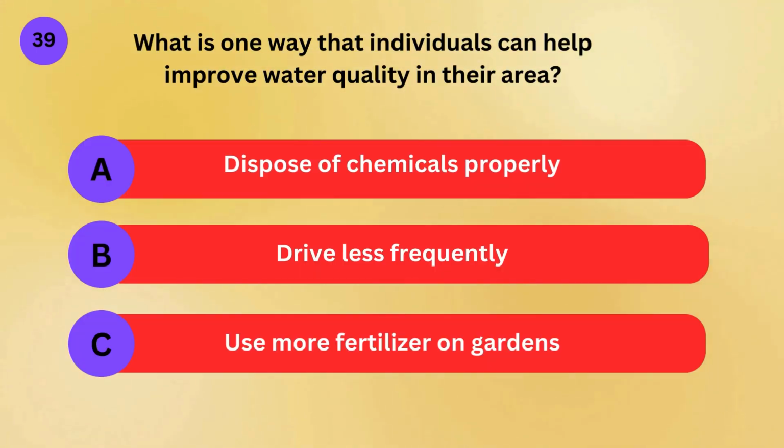What is one way that individuals can help improve water quality in their area? Dispose of chemicals properly. Drive less frequently, use more fertilizer on gardens.